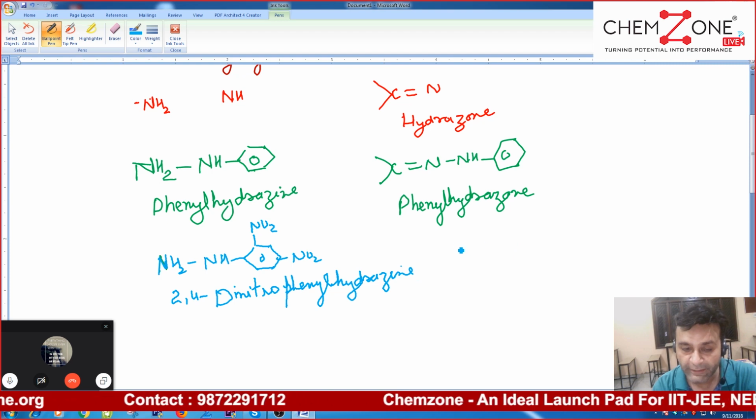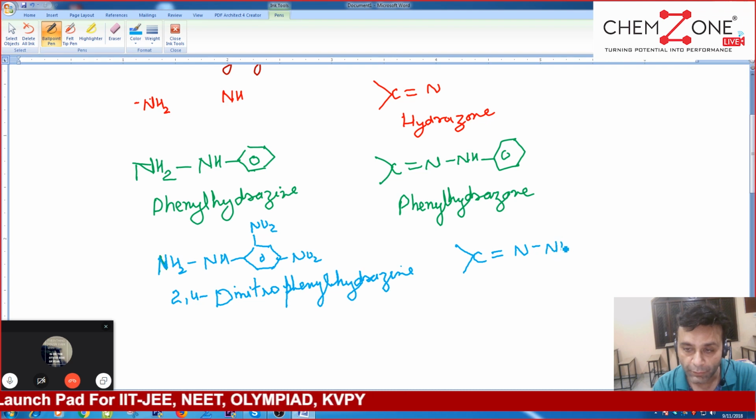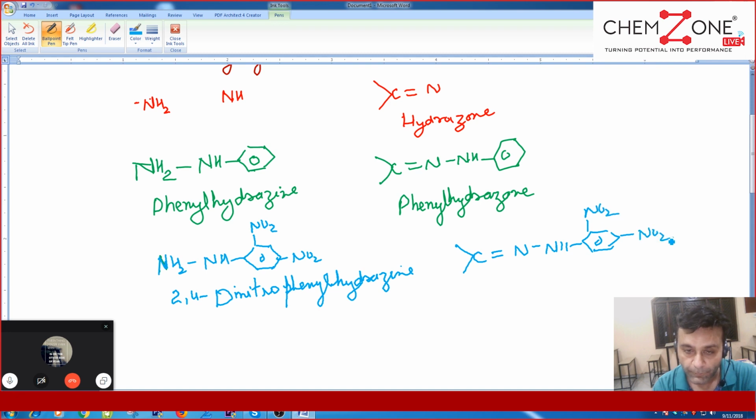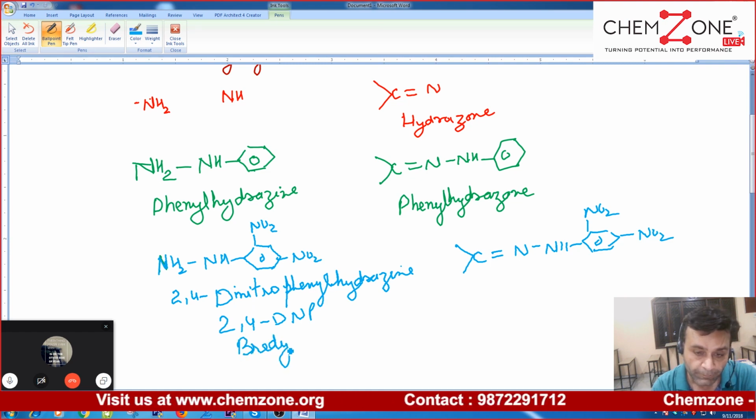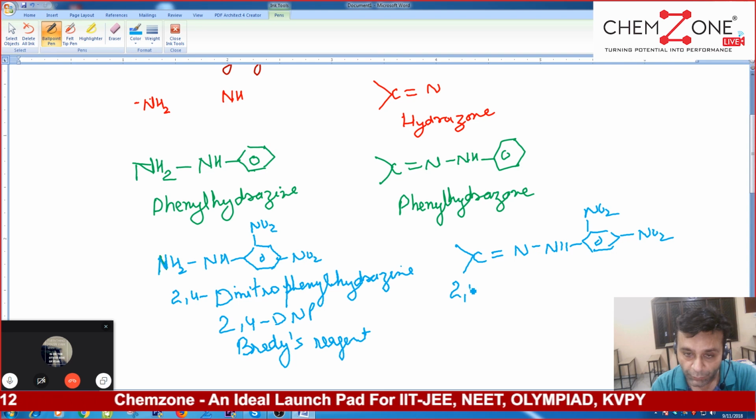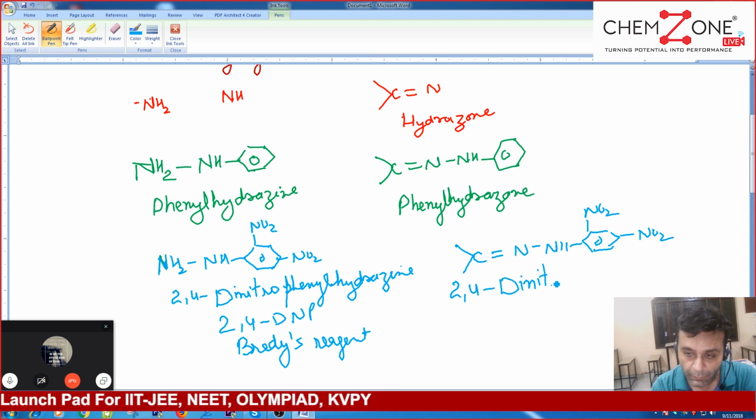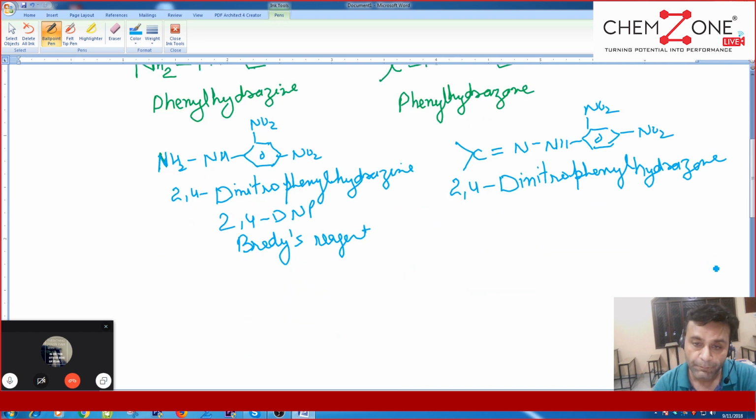When it combines with the carbonyl compound, it forms 2,4-dinitrophenylhydrazone. It is commonly called 2,4-DNP. DNP stands for 2,4-dinitrophenylhydrazine. This is also called Brady's reagent. So this will now be called a 2,4-dinitrophenylhydrazone.